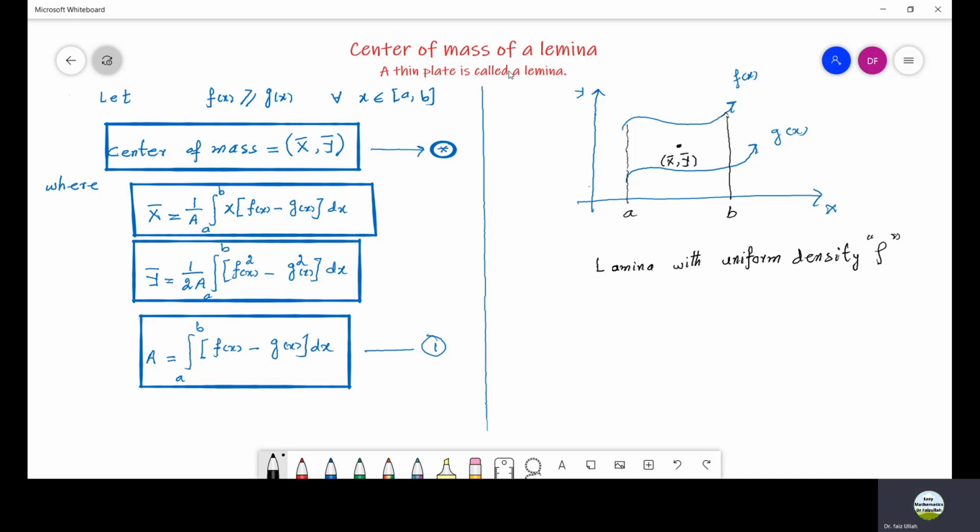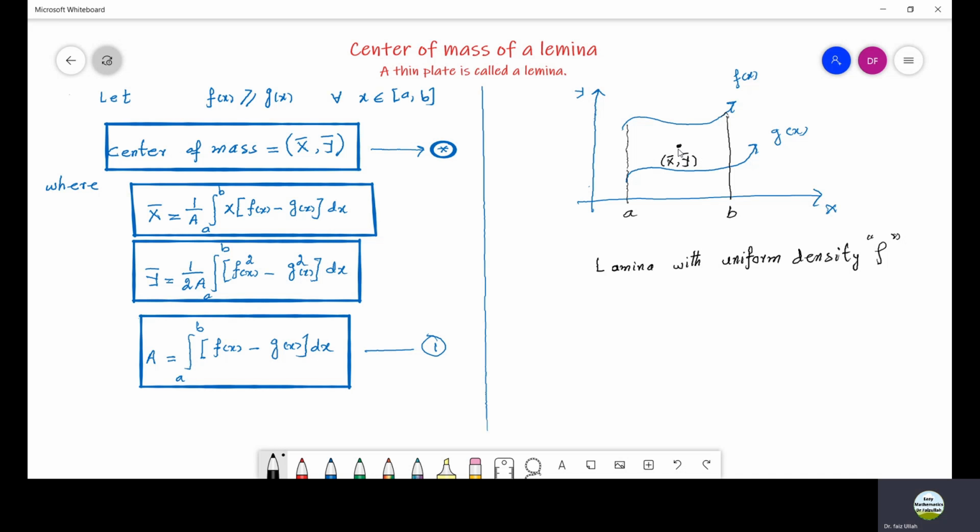In this video, we shall find the center of mass of a lamina. A lamina is a thin plate. If we are given two functions, f of x and g of x, such that f of x is greater than or equal to g of x, then from these two functions, from x equals a to x equals b, we can generate a thin plate, which is called a lamina. And now the task is to find the center of that lamina.